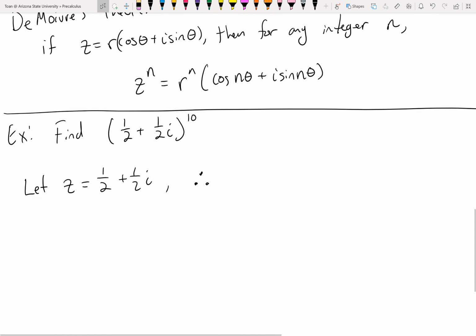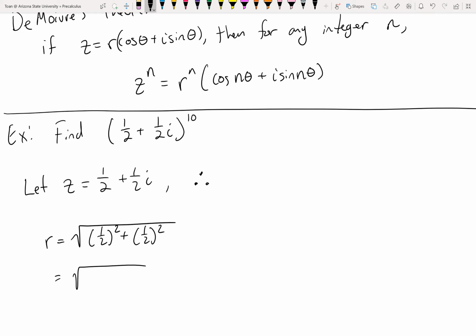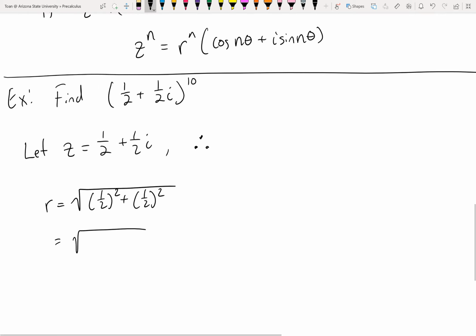Therefore, we should be able to find r and theta really quickly. So r, again, is the square root of a squared plus b squared. So what's that? That's 1/4 plus 1/4, which is 2/4. And when you apply a radical to a fraction, you can apply the radical to the numerator and denominator separately. So you have radical 2 over, and the square root of 4 is just 2. So here we have r being square root of 2 over 2.